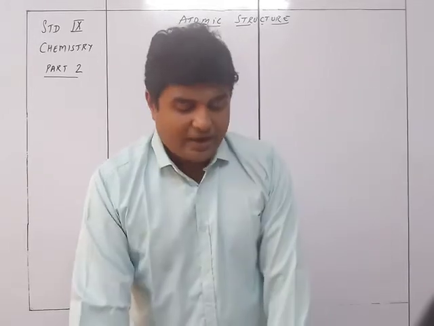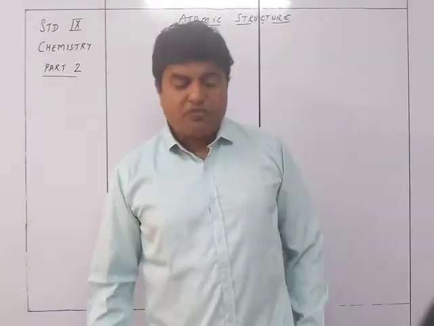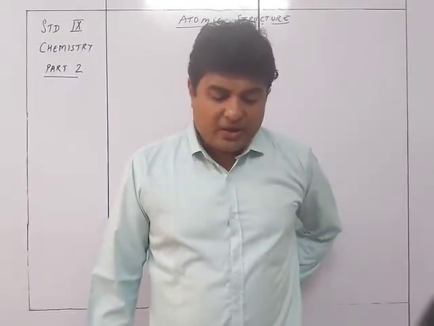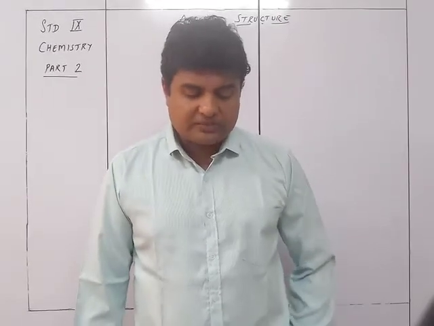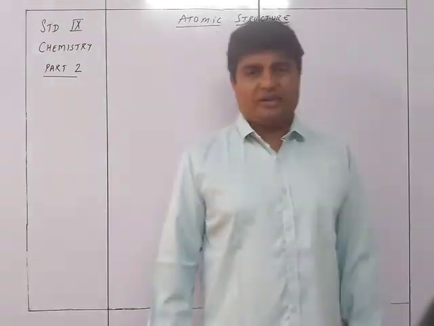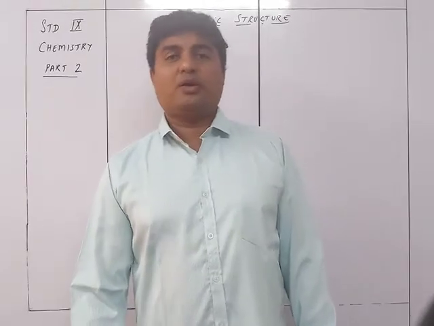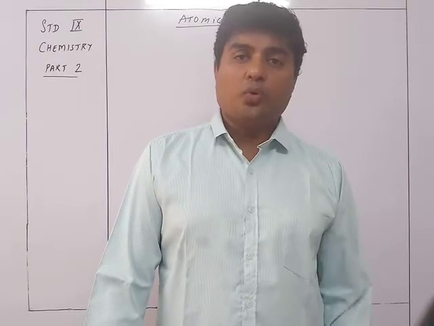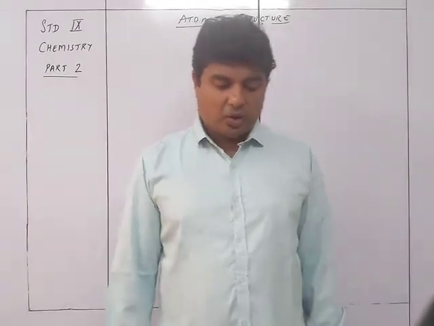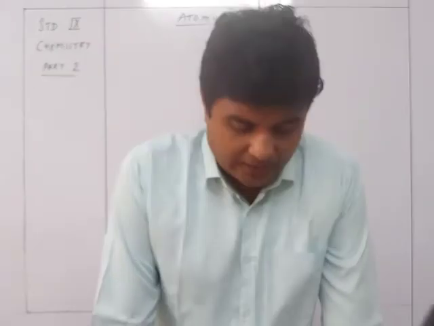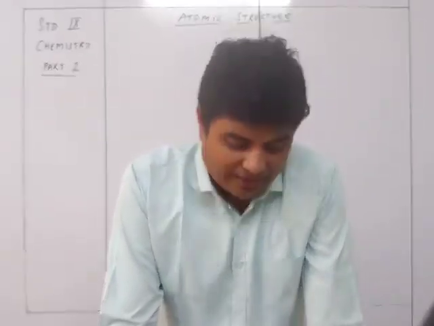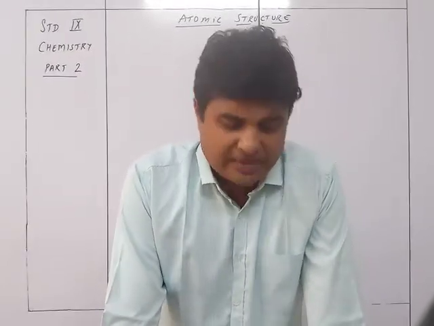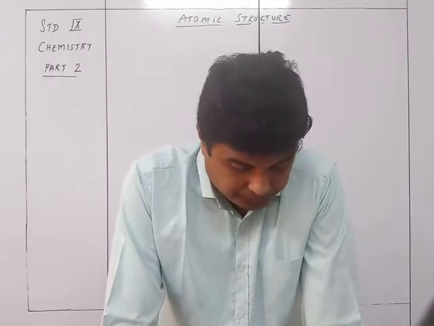Second are elements. An element is a pure substance made up of one kind of atoms having the same atomic number, and which cannot be broken down into two or more substances by any physical or chemical means. So elements are basically those combinations of atoms which cannot be broken down into two or more different substances by physical or chemical means. Only one kind of atom is present in it, and the atoms inside it have the same atomic number, and they cannot be broken down.